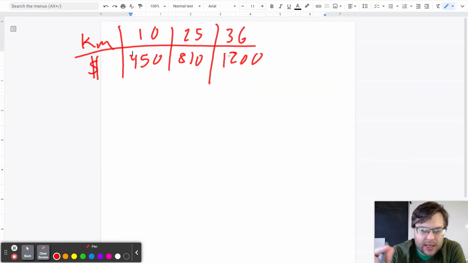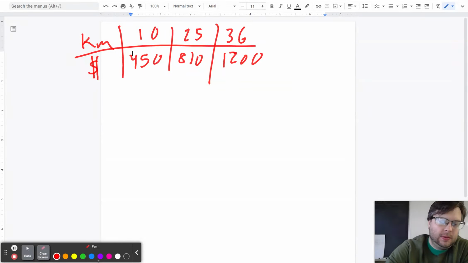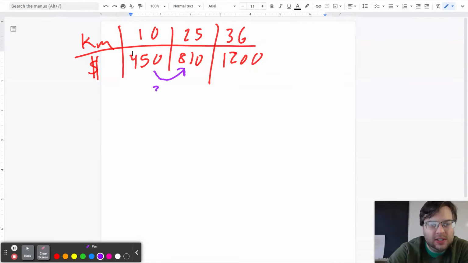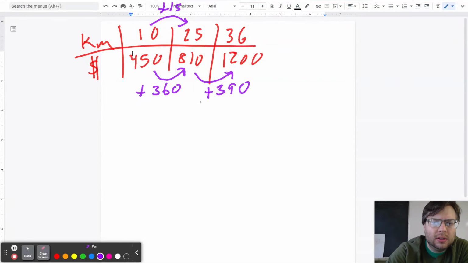First thing I always look at is just what's the change here? How much does it change by? So to go from 450 up to 810, what is that? 360? That's a plus 360. This is the plus 15. From here, 810 to 1200, I think that's plus 390. Am I doing that right? Yeah, because 400 would be then plus 11.